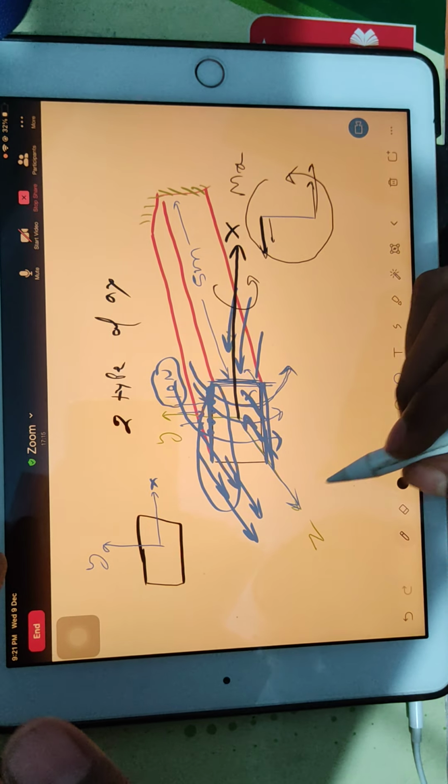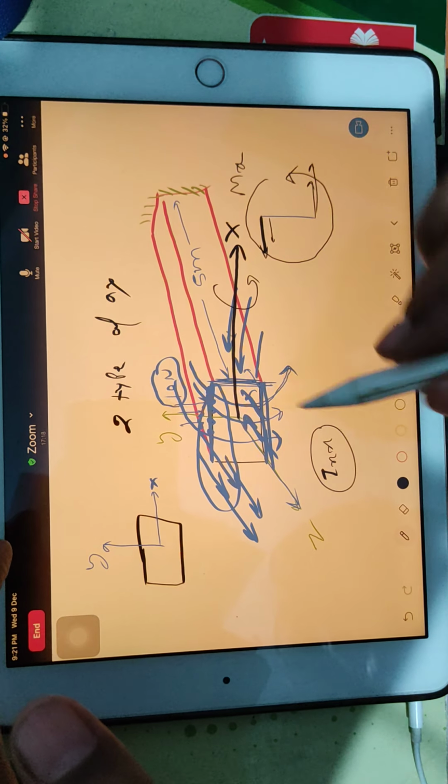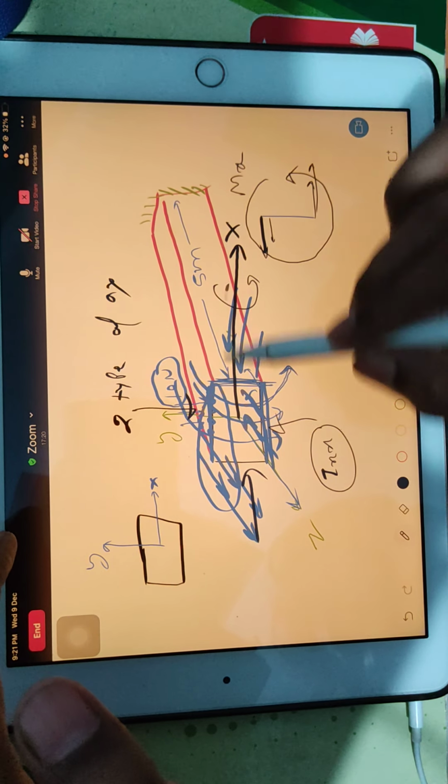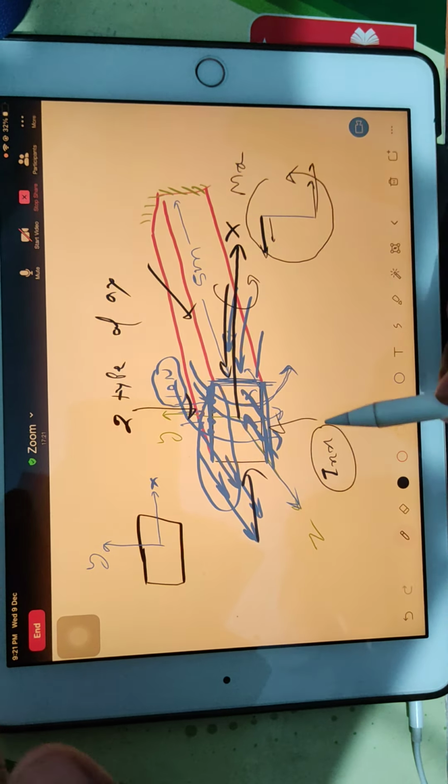Okay, now the question is whether Ixx will change if I apply load like this, or like this, or somewhere else. No, Ixx will not change. So how to find Ixx?